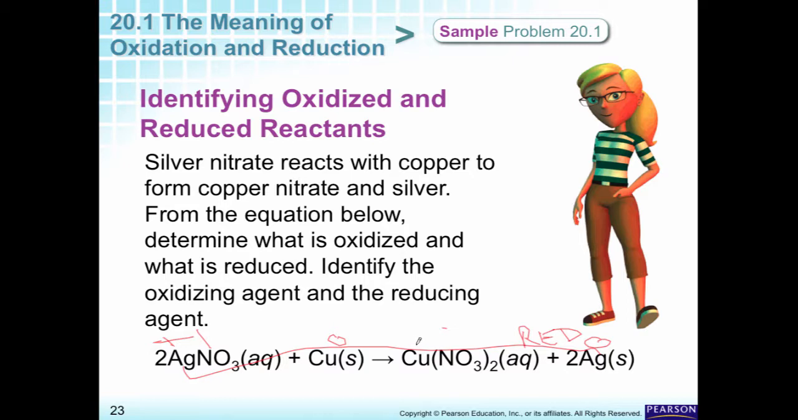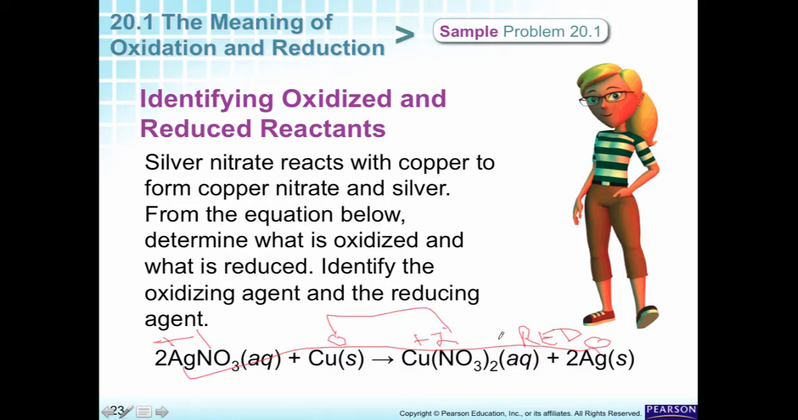What's this copper's charge? There's 2 nitrates. So copper must be what? +2. Cancel each other out to make 0. So it's going from 0 to +2.